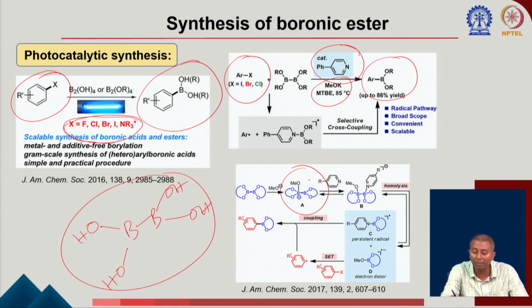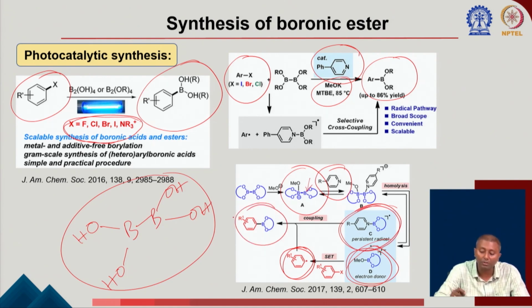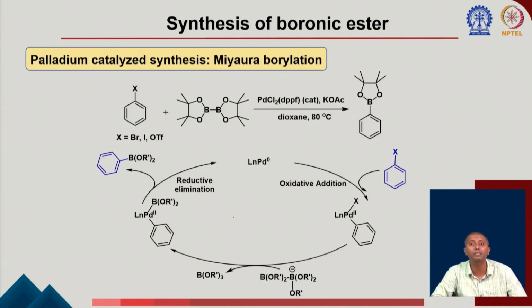So if you see in this ate complex, once you have this 4-phenylpyridine, it is going to bind to the other boron, which is electron deficient again, and then there will be a homolysis, and there will be persistent radical formation and an electron donor. This electron donor plays a very important role. It is going to go for a single electron transfer to generate this aryl radical, which can couple with this persistent radical to transfer the boron from the pyridine to this aryl radical to form the corresponding aryl boronic esters. Okay. So there are even more methods, but we are not going to discuss them in this course.